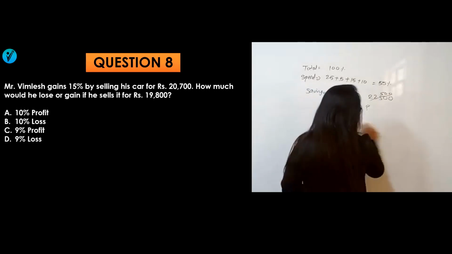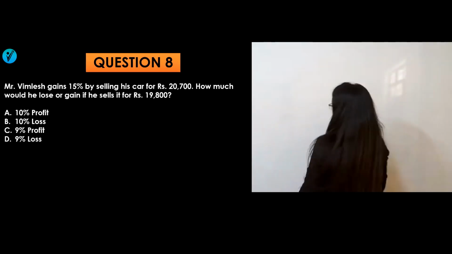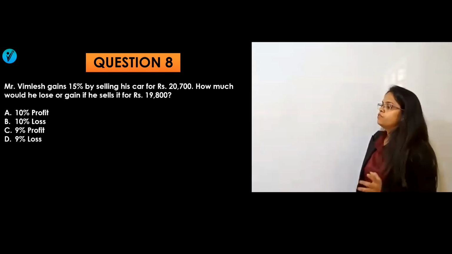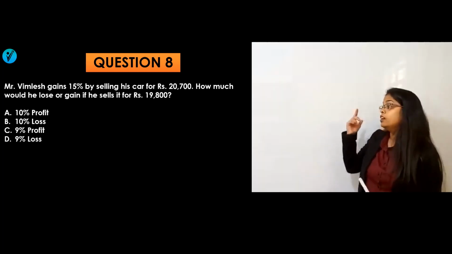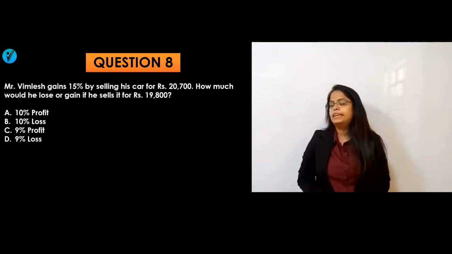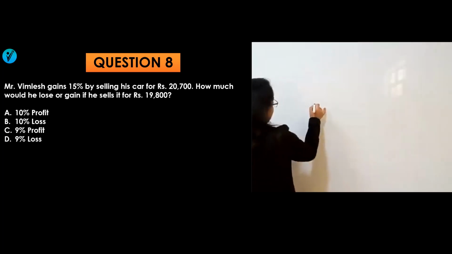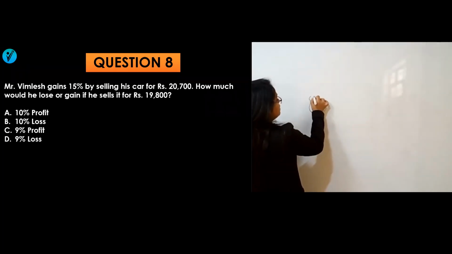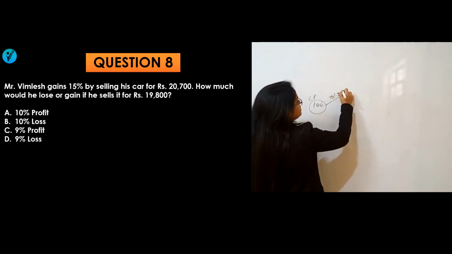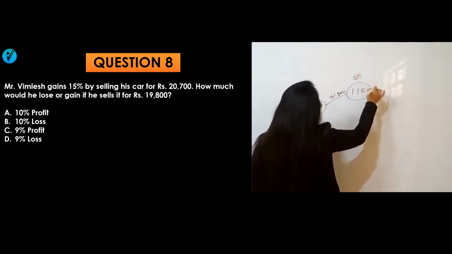Question number 8 is here. What are they saying in this one? Mr. Vimlesh gains 15% by selling his car for 20,700. How much would he lose or gain if he sells it for 19,800? I know that if my cost price is 100 rupees, then first he is selling at a 15% gain. That means his selling price will become 115.